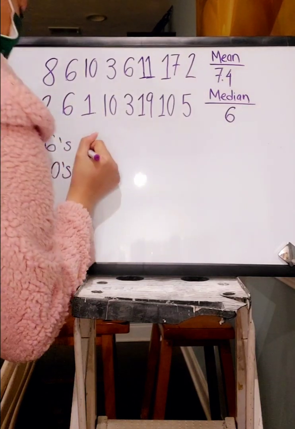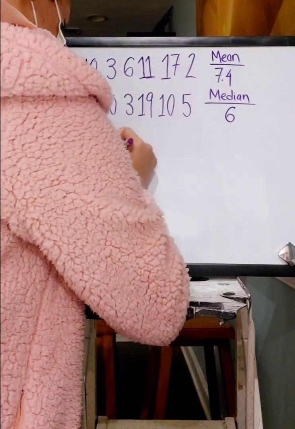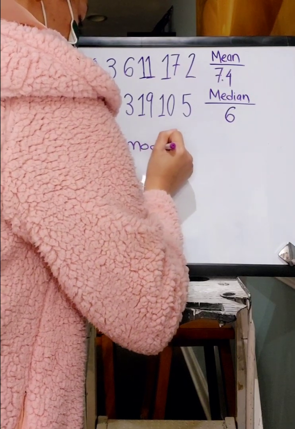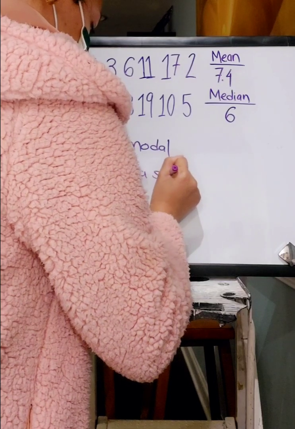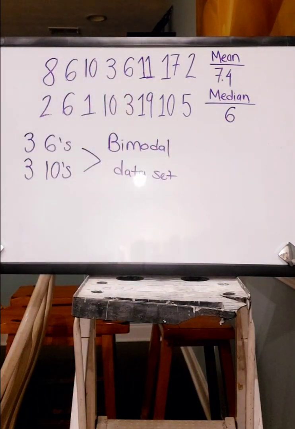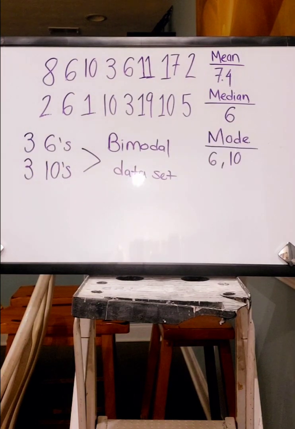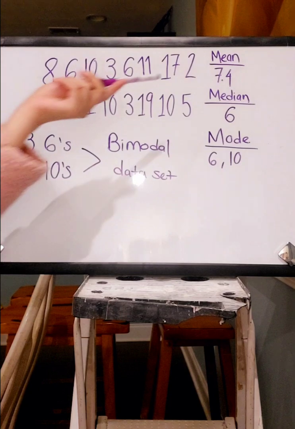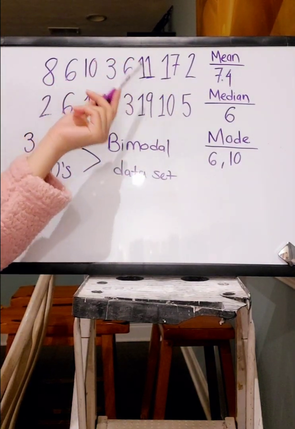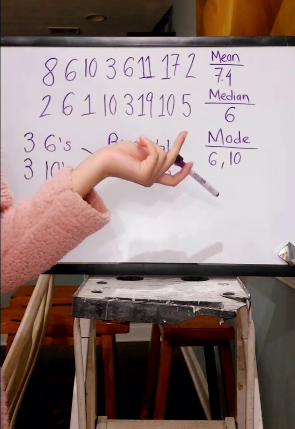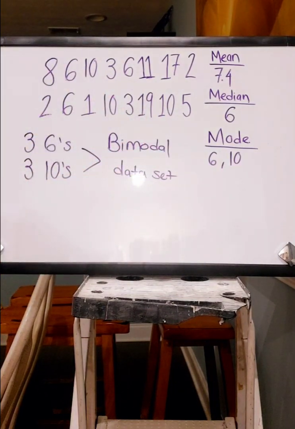So this is called a bimodal data set. And there's nothing wrong with it. You can totally have 2 modes. So in conclusion, the mean we got was 7.4 when we rounded. The median was 6. And the mode is 6 and 10. And with question number 1 completely solved, we'll now move on to the second part of the midterm video.